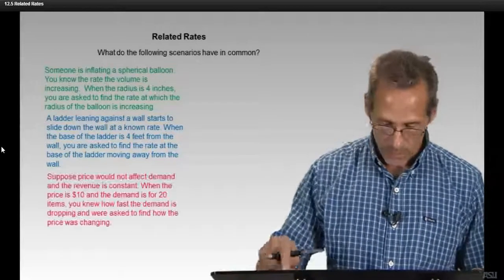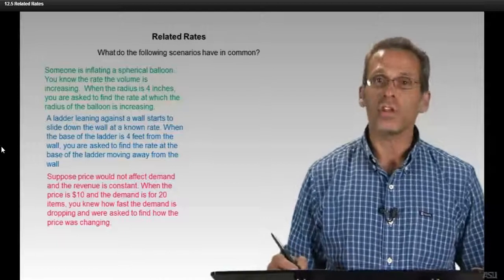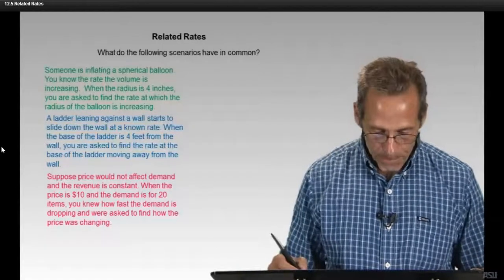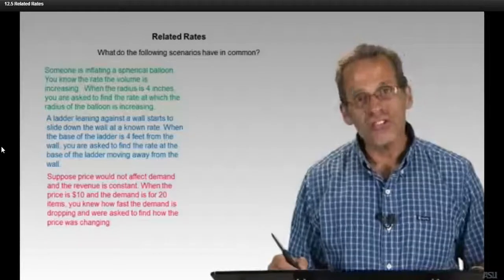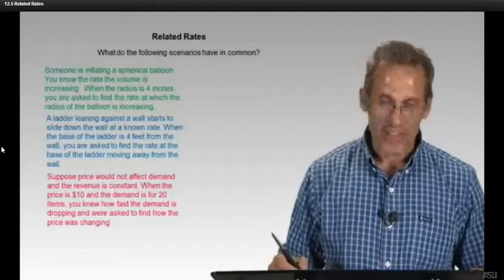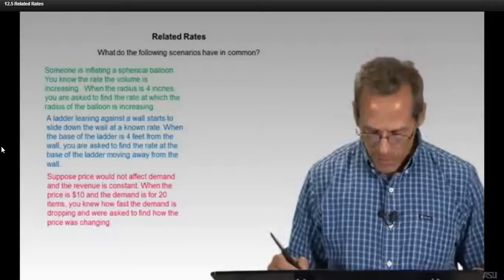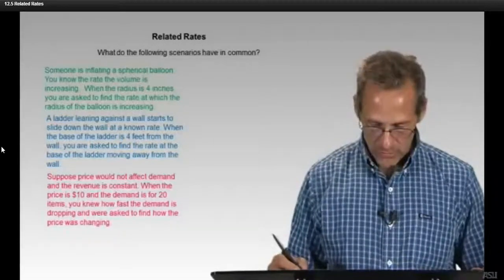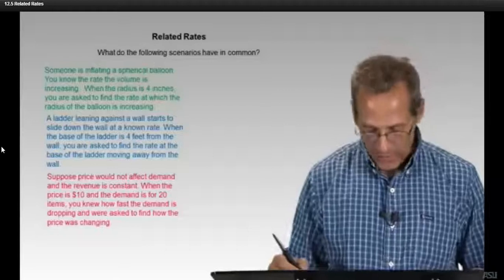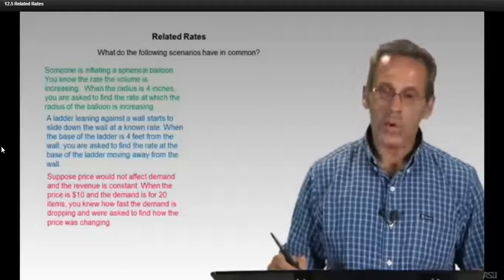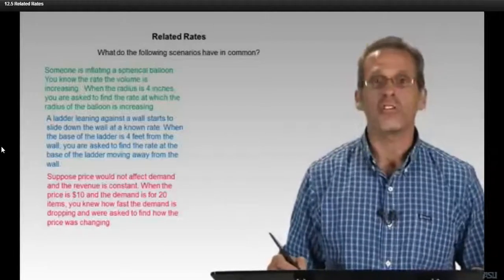Scenario number 3. Suppose price would not affect demand, and the revenue is constant. When the price is $10 and the demand is set for 20 items, you knew how fast the demand was dropping and were asked to find how the price was changing.